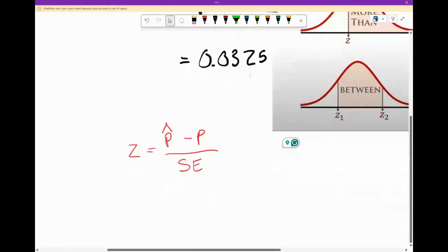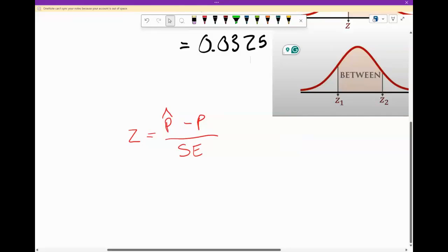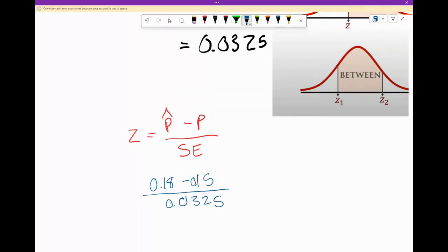Okay. So now we need to apply it to this formula here. I'm going to do this in blue. We're saying 18 minus 15. And here we should actually be saying 0, divided by 0.0325. The P with a cap is the population for the sample.